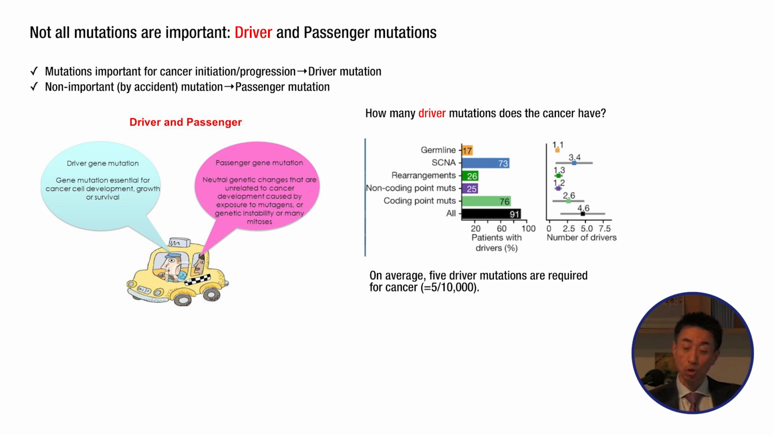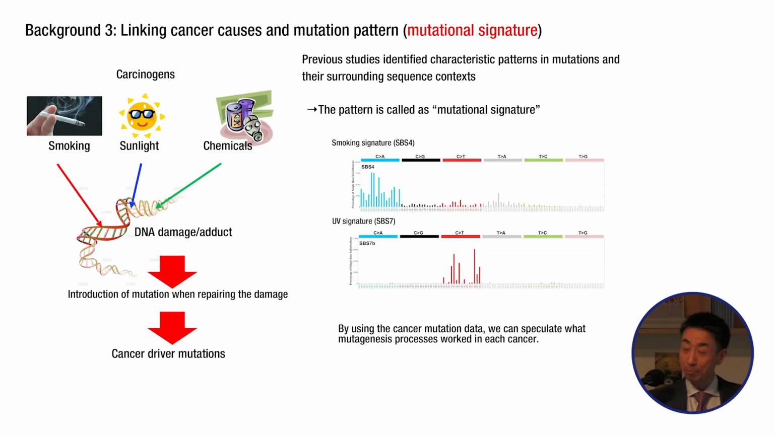And we can also know how many driver mutations a cancer has. This is also based on the large number of cancer genomes sequenced. On average, about 5 driver mutations are required for cancer. So as I said, 10,000 mutations happen, but only 5 are important. So it's a very rare event, but these driver genes are very important for cancer initiation and progression. So, we have more background, which is associated with my studies.